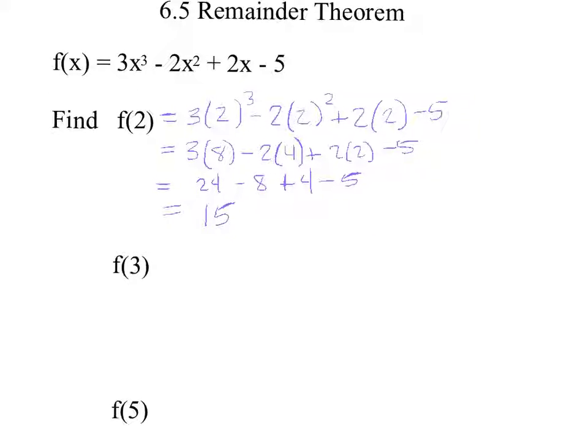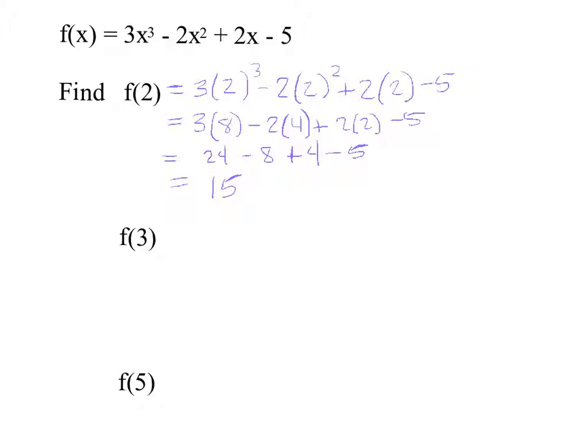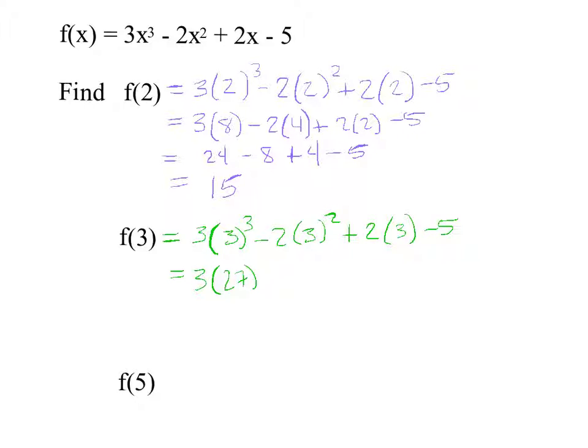Okay, now we want to find f of 3. Well, that means I'm going to go back up to f of x, but instead of plugging in a 2, this time I'm going to plug in a 3. So we're going to have 3 times 3 cubed minus 2 times 3 squared plus 2 times 3 minus 5. And then I'm going to do my exponents. 3 cubed is 27, minus 2 times 3 squared is 9, plus 2 times 3 minus 5. Then I'm going to do my multiplying. 3 times 27 is 81 minus 18 plus 6 minus 5.